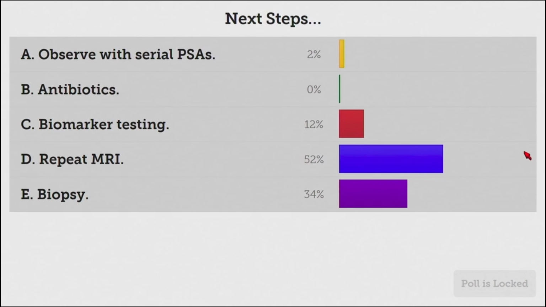All right. This is great to see. You would not continue to observe with serial PSAs. You would not give antibiotics, Dr. Egner. That was well done.